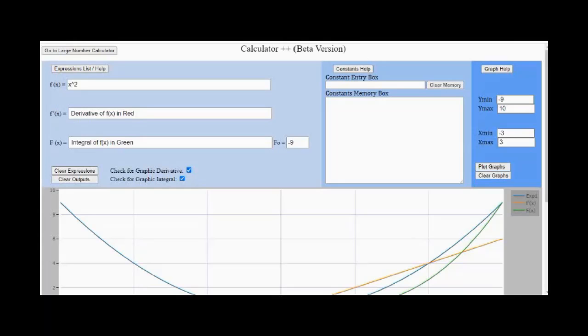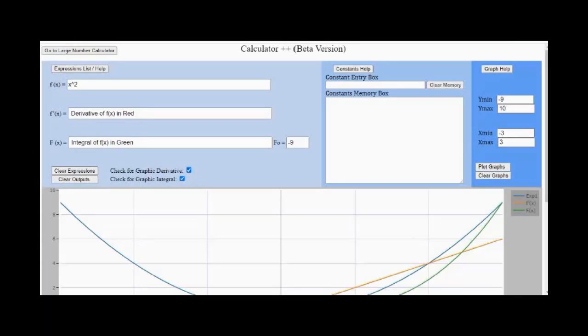In this example, f naught is set to -9, which is the initial value of the integral f of x at x equal x min. Since x min is -3 in this example, f naught is equal to x min raised to the 3 power, or x min cubed, all divided by 3.